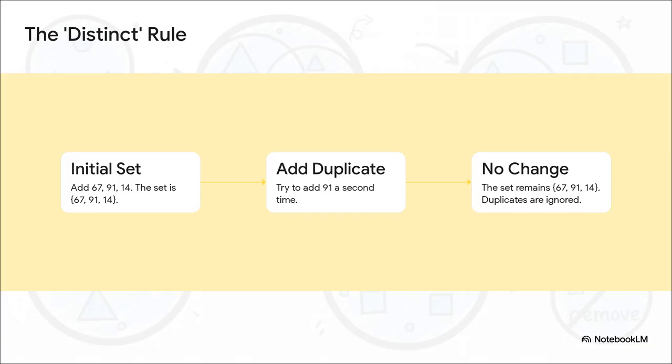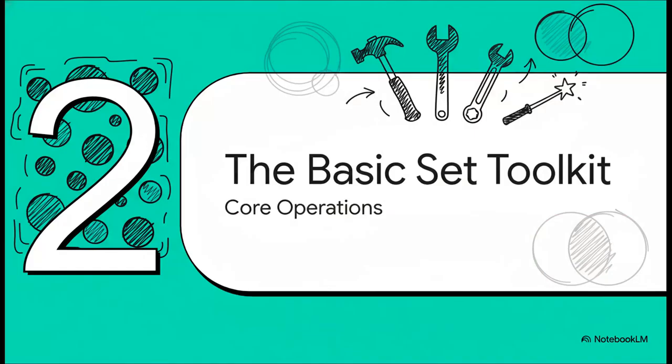And then there's the distinct rule. This is the one that prevents duplicates. So let's walk through it. We start with an empty set, and we add 67, 91, and 14. Cool, no problem. Our set now has those three numbers. But watch what happens when we try to add 91 a second time. Nothing. Absolutely nothing happens. The set sees it already has a 91 and just, well, ignores the request. Simple as that. One of each. That's the rule.